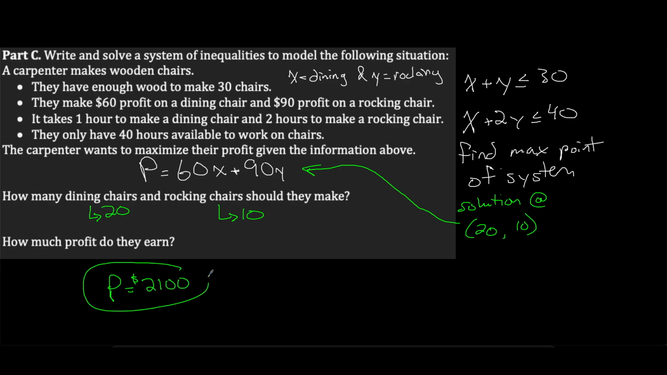$2,100. So be able to write your equations using the sentences, find the max point, meaning where the solution is, and we'll say specifically that is where they intersect. Write your profit equation and be able to plug that max point into your profit equation and get your answer. Again, make sure you're studying for our Unit 3 test.